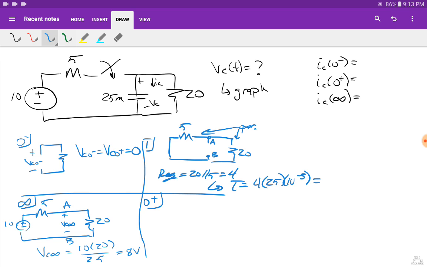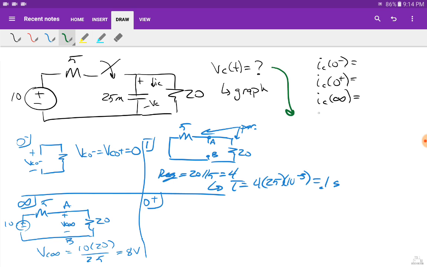What is that? 0.1. 0.1, and then it'll be 0.1 seconds. Great. Okay, so with that being said, I have everything I need to actually go get myself this voltage function. So I guess I'll do it in green. Put a little arrow right here.